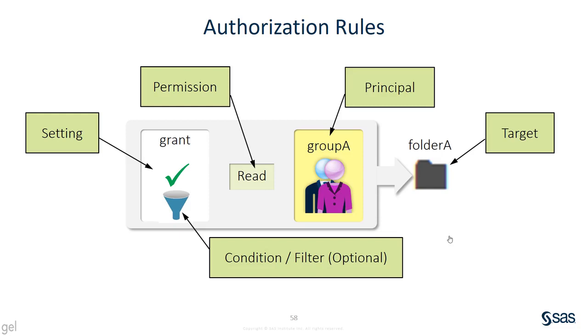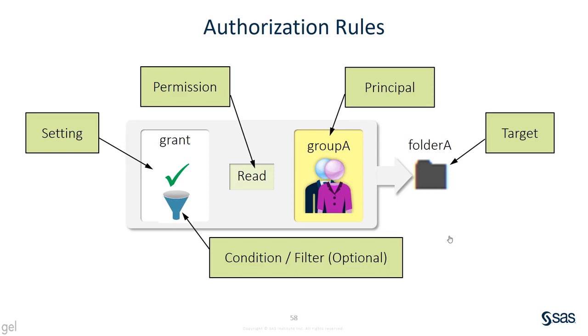I mentioned rules. The rules are made up of a setting, which is either going to be a grant or a prohibit, a permission. So in this example, I've got read. For a principal, that's going to either be a group or a user on a target. In this case, it's a folder. Could be a report, right, or something else.